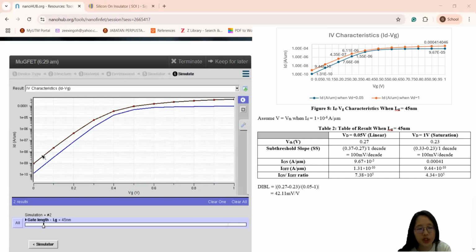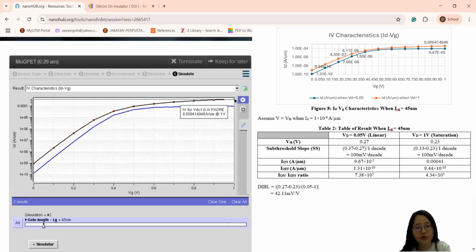Here we can see that the VTH for VD equal to 0.05 volt is around 0.27. And when VD equals 1, the VTH is around 0.23 volt. The subthreshold slope has increased to around 100 millivolt per decade. When VD equals 0.05 volt, the Ioff is equal to 1.31 multiplied by 10 to the power of negative 10. And for VD equal to 1 volt, the Ioff is equal to 9.44 multiplied by 10 to the power of negative 10.